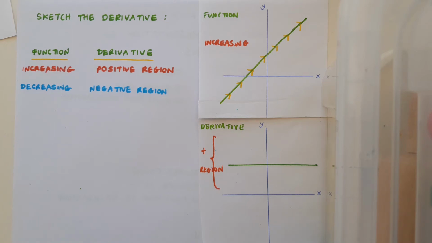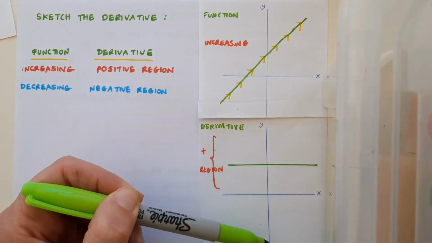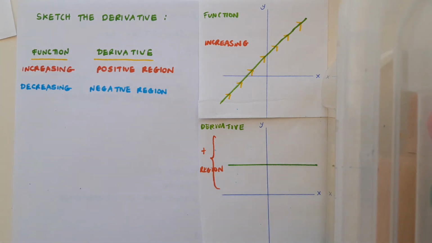Notice that I haven't put any values on my y-axis. That's because I'm just sketching. I'm not trying to draw an accurate graph. I'm just trying to get an idea of where the derivative would be located on the xy plane.